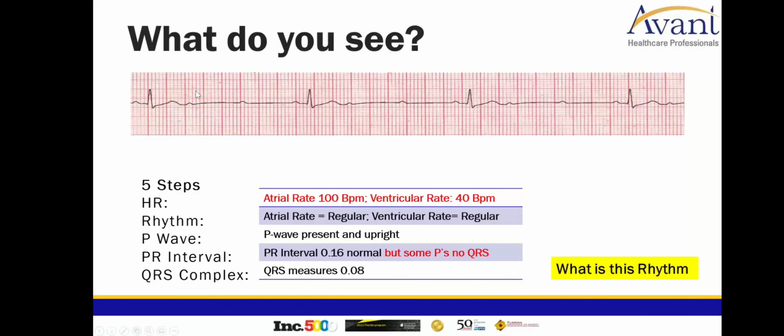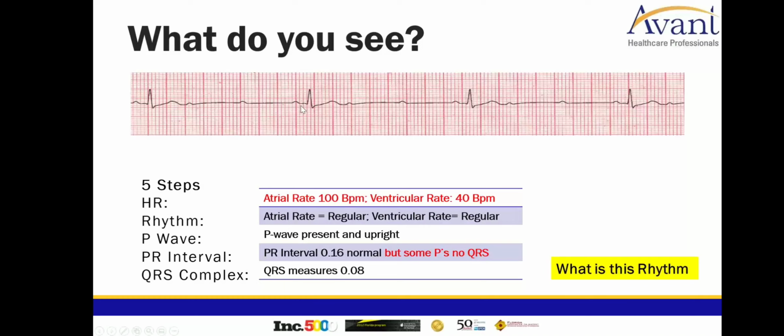All right. They're regular. If you measure between P intervals, just P's, they are regular. If you use your caliper or paper, you'll see that the distance between two P's is regular. So is the ventricular rate. P waves are upright. But let's take a look at the PR interval because that's what makes it a little bit interesting.